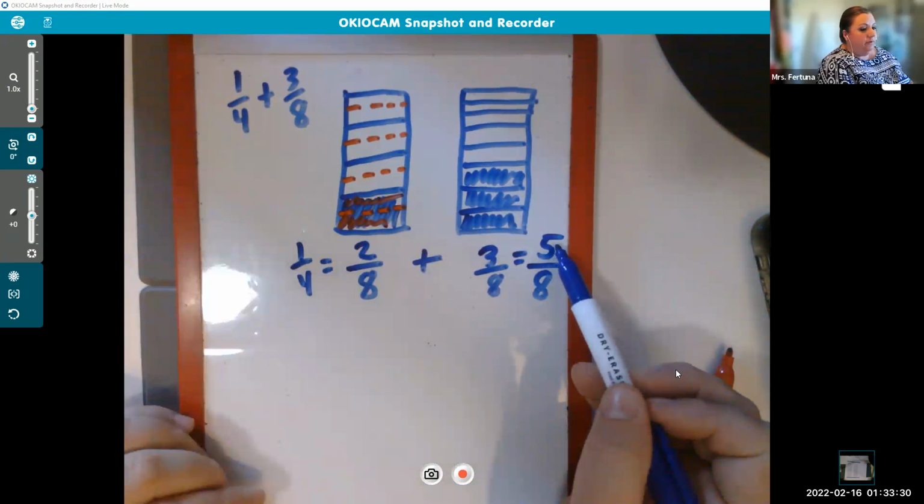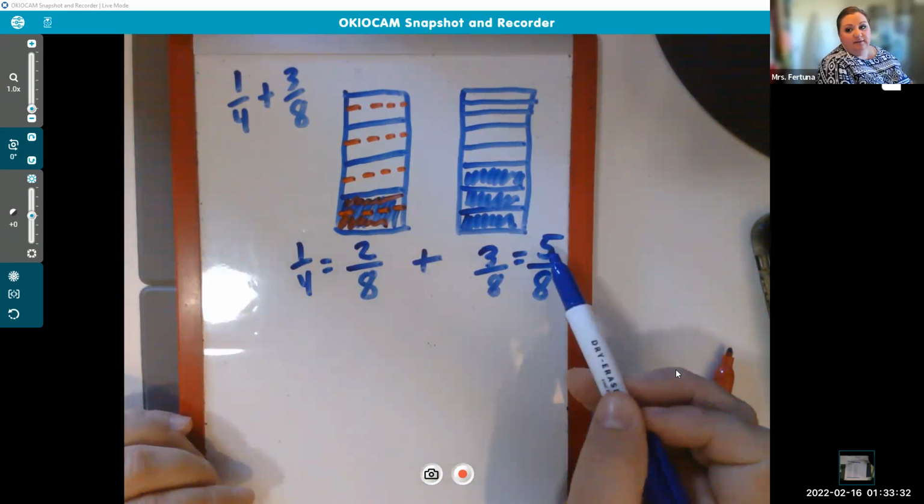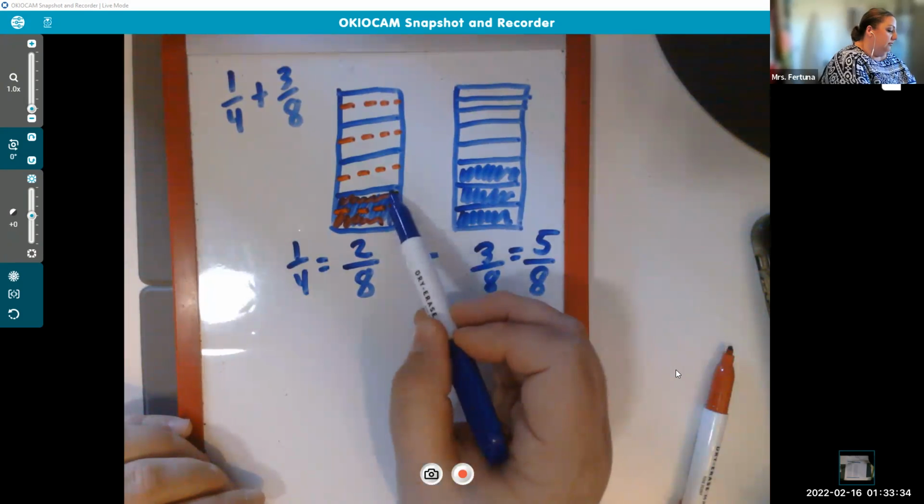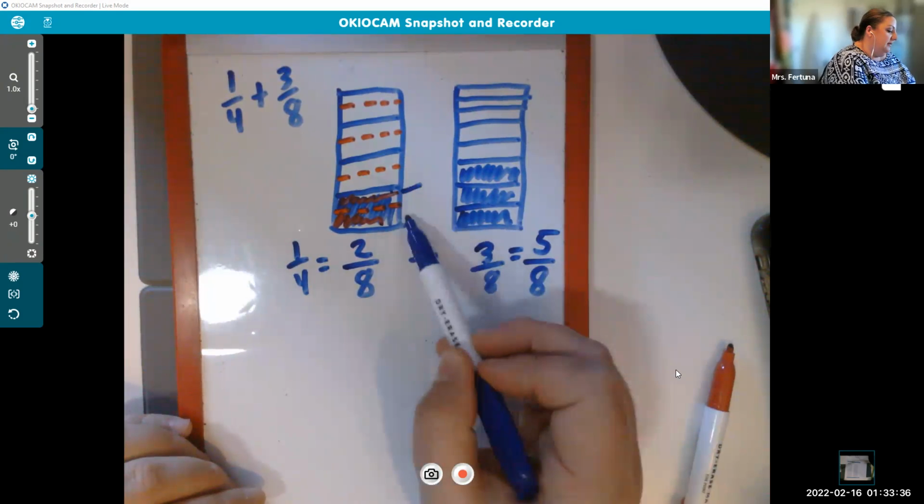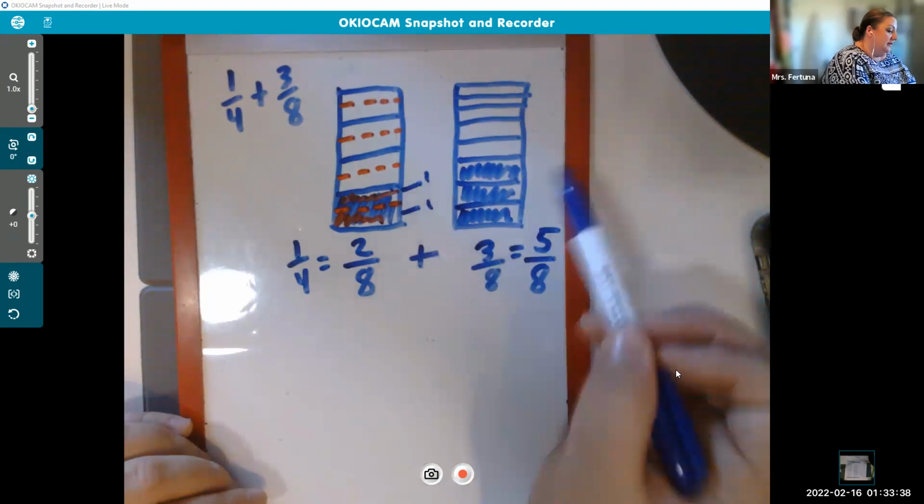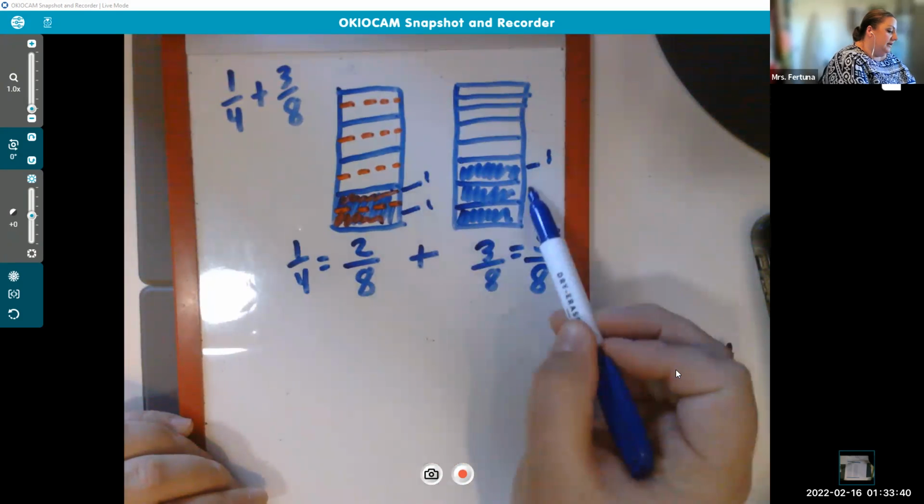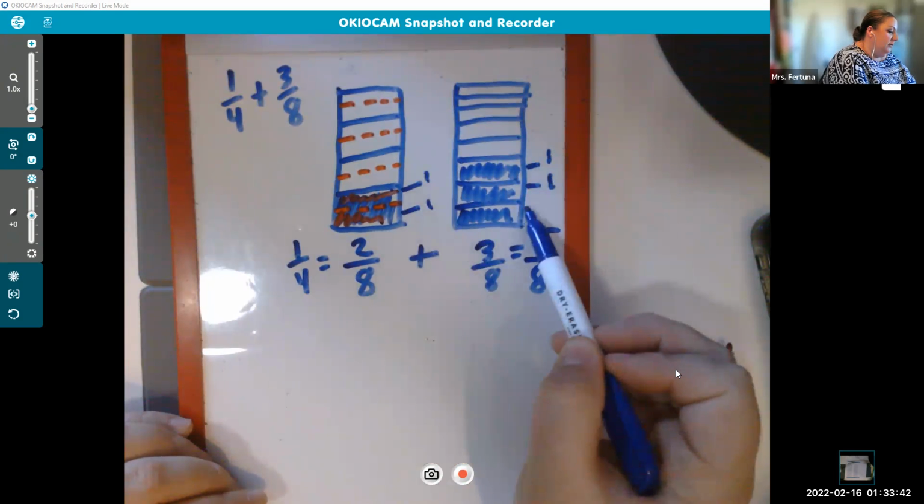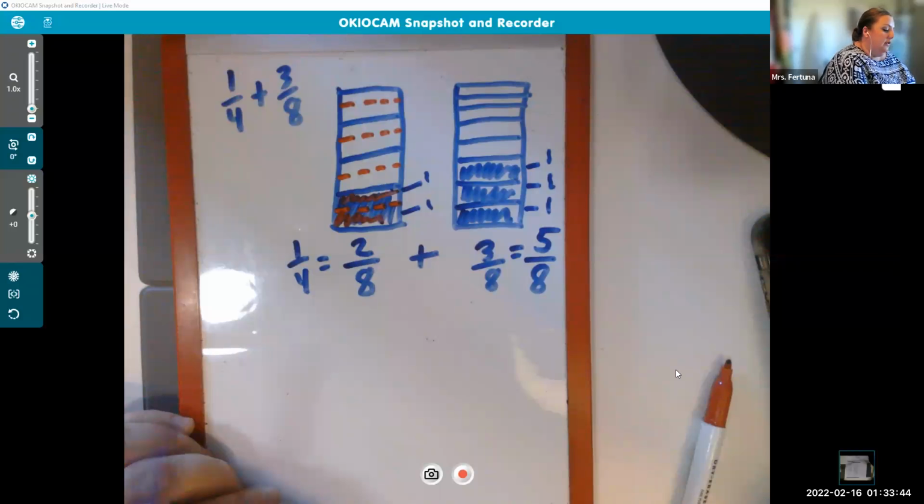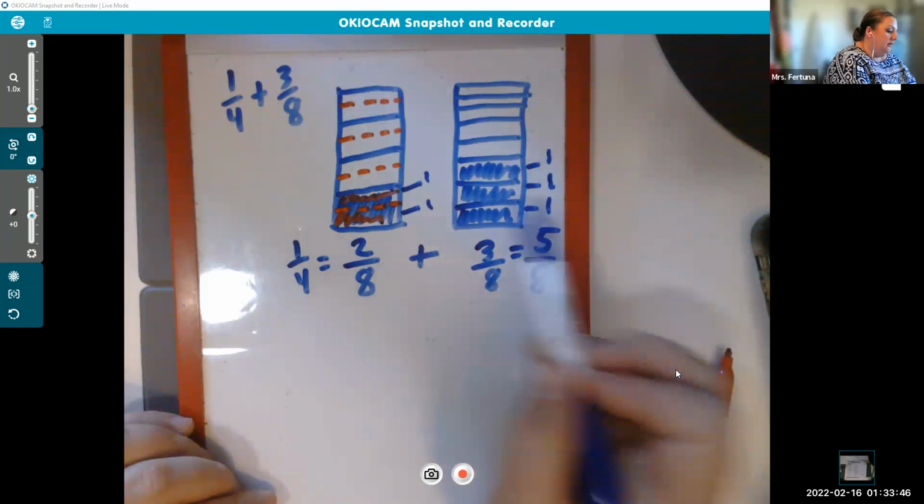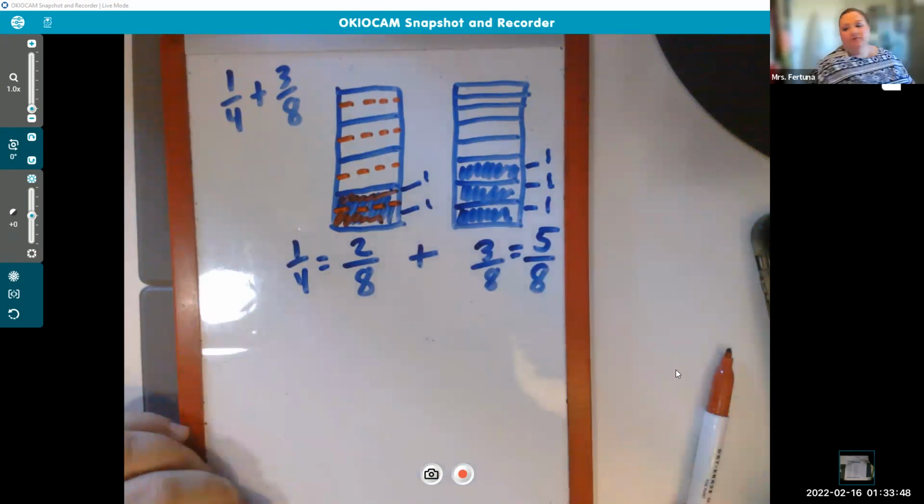And we know that the numerator represents the pieces that are shaded. So we have 1 shaded piece here, 1 shaded piece here, 1 shaded piece here, 1 shaded piece here, and 1 shaded piece here. Well, look at that. 1, 2, 3, 4, 5. Perfect. Our answer is correct.